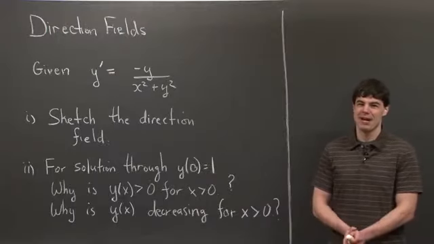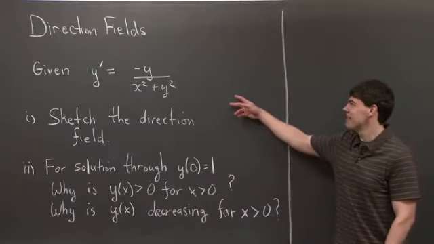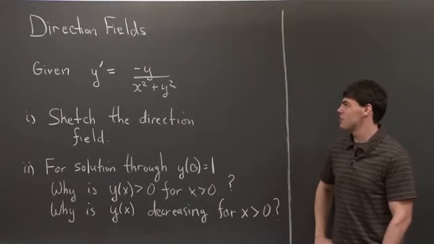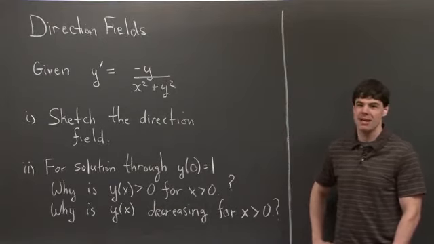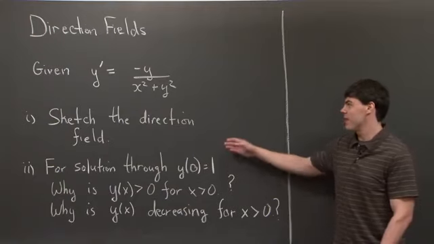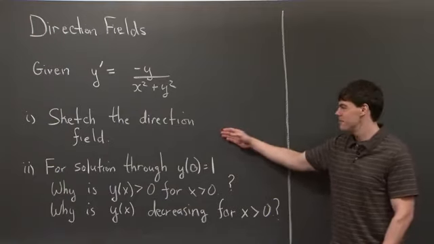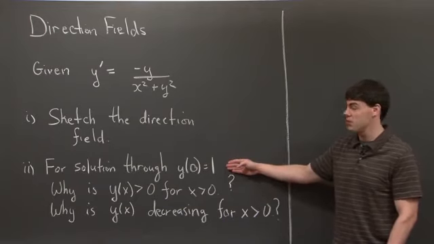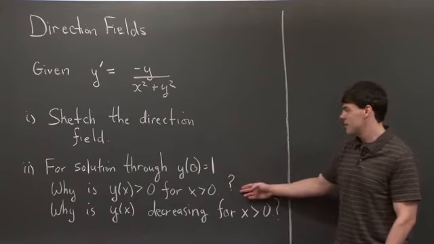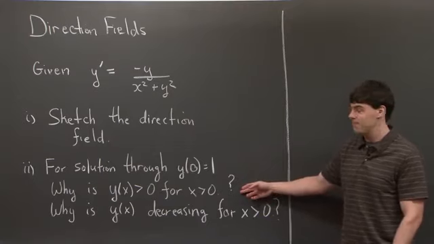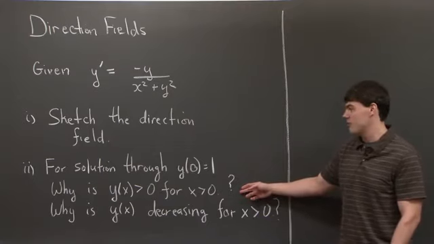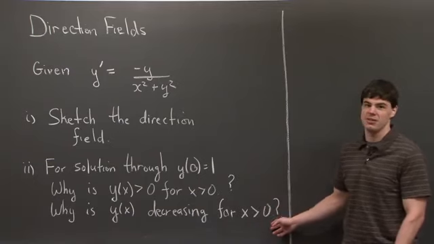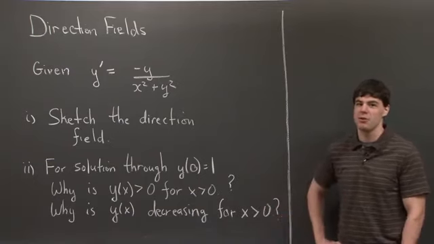Hi everyone, welcome back. So today I'd like to tackle a problem on direction fields. Given a differential equation y prime equals negative y divided by x squared plus y squared, we're asked to first sketch the direction field, and then secondly, given the curve that goes through y(0) equal to 1, we're asked several questions about it. Why is y of x greater than 0 for x greater than 0? And then why is y of x decreasing for x greater than 0? So I'll let you think about this for a moment, and I'll get back.